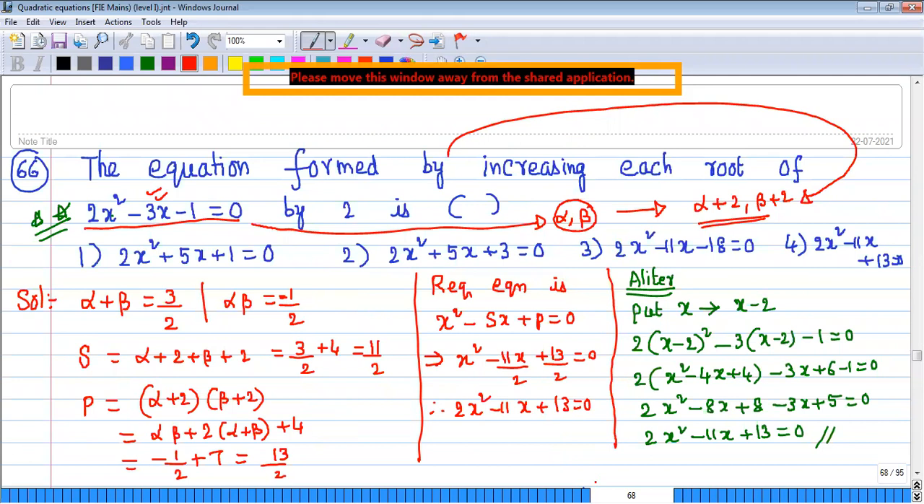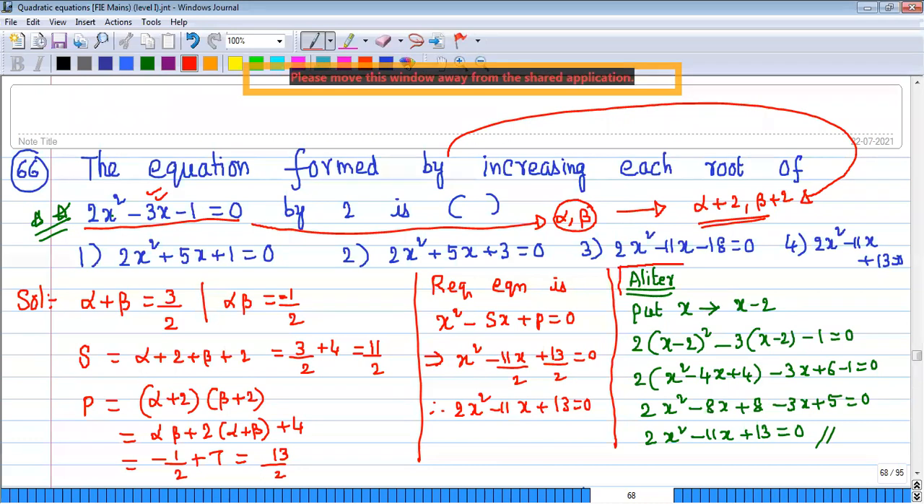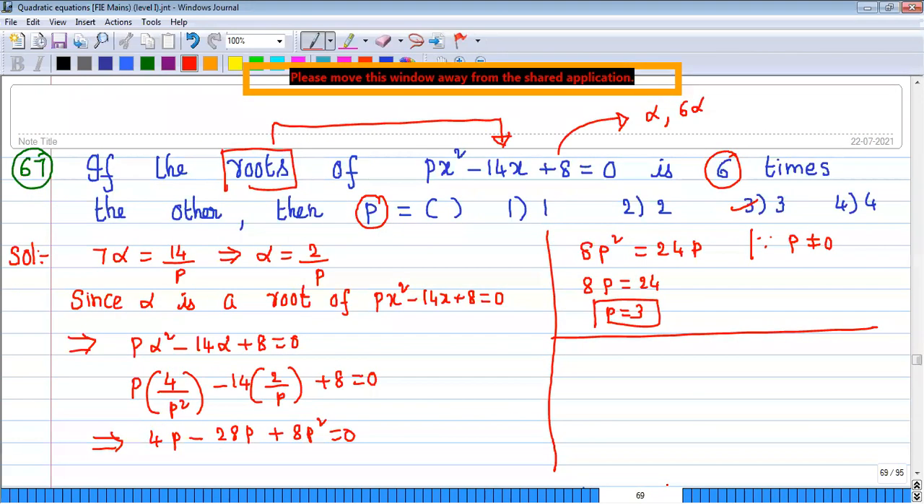Sir, what do you mean by alter, sir? That is alternative method. I have used short language. Okay, clear? This is an alternative solution. Very good, you need to ask like that.